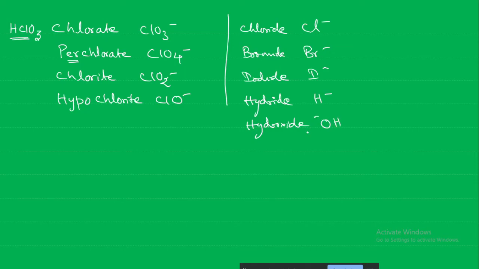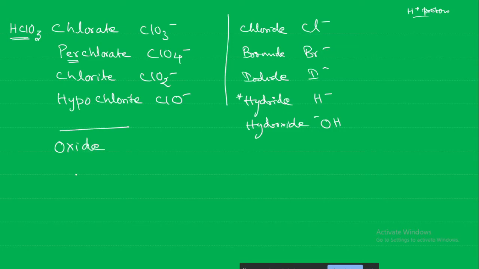So this hydride is important. Don't confuse it with H plus. H plus is a proton. This is H minus, the hydride ion. We completed hydride and hydroxide. Then we'll go to oxide.